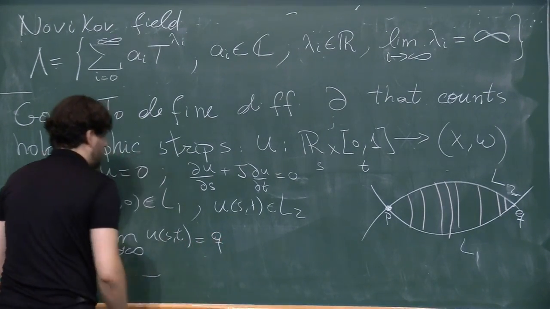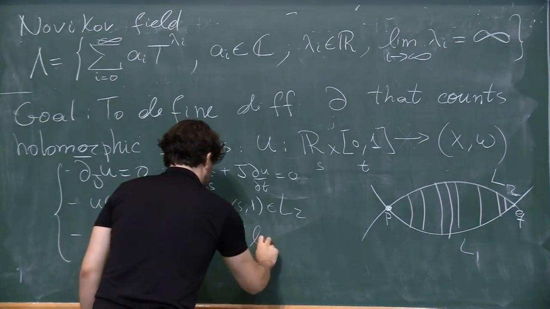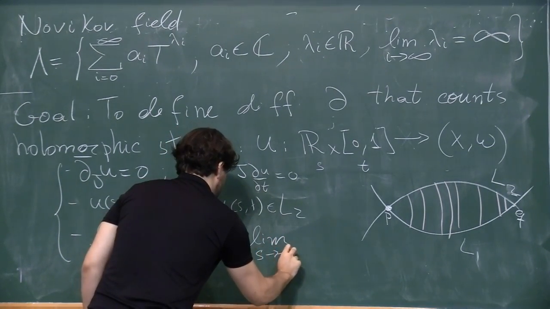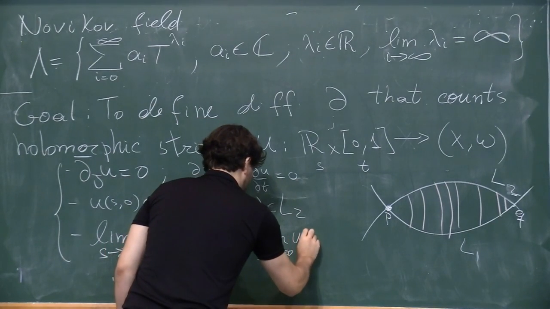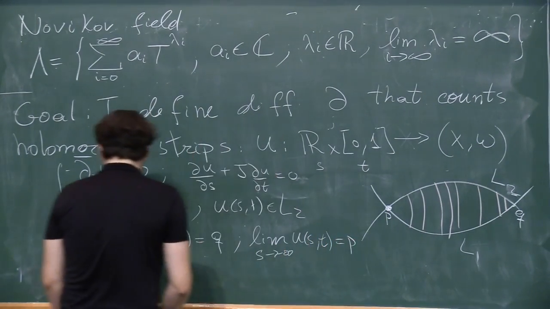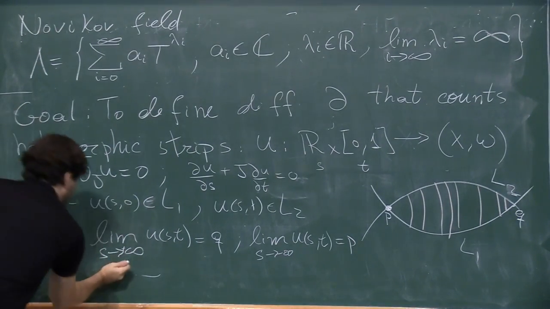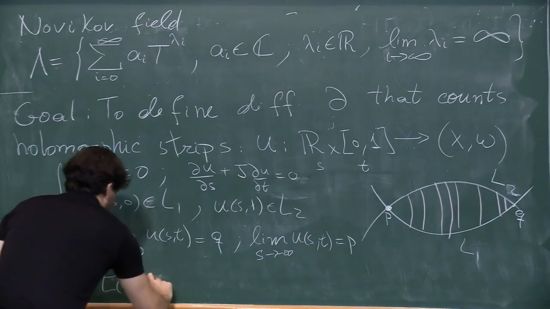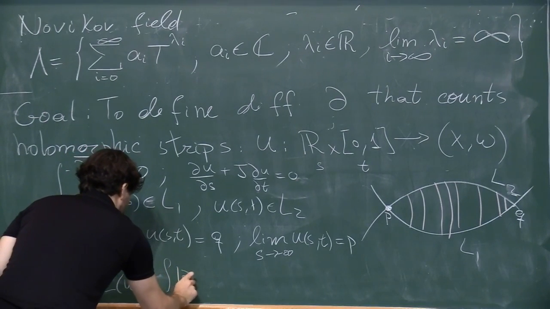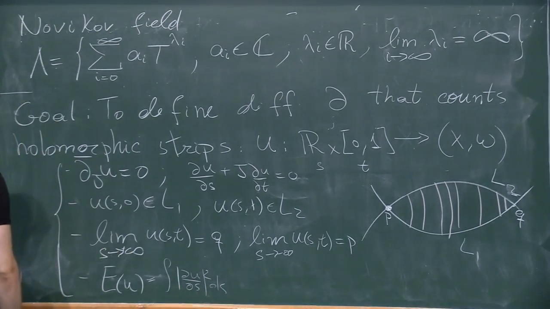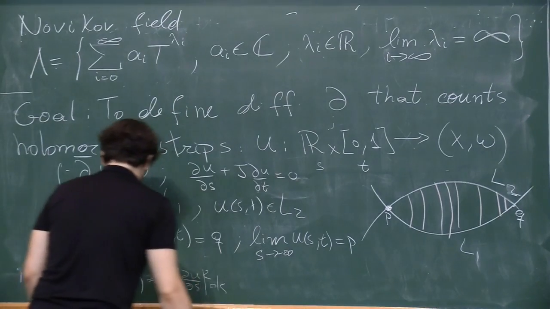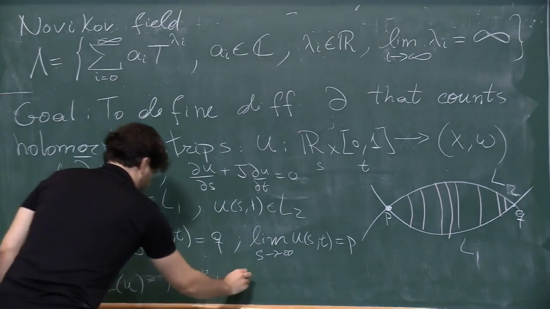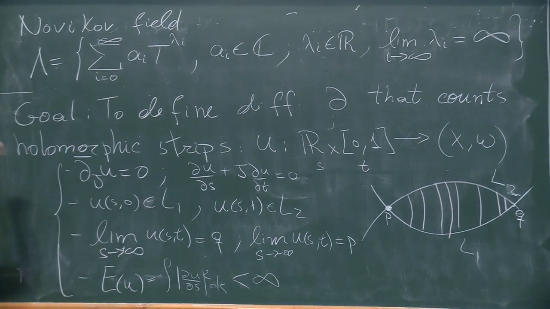The limit when S goes to plus infinity of your curve should be Q in the intersection, and the limit when S goes to minus infinity of u(s,t) should be P. And then you also require that the energy of U, which you can write, for instance, as the integral, you don't want this derivative to explode. And it's essentially the area of your strip in the end. So you do want this energy to be finite. Okay?